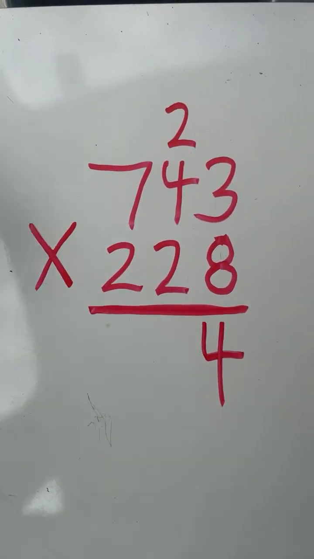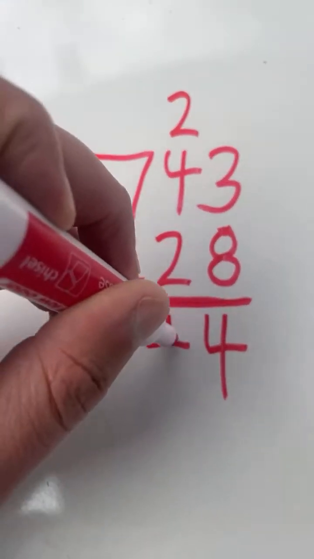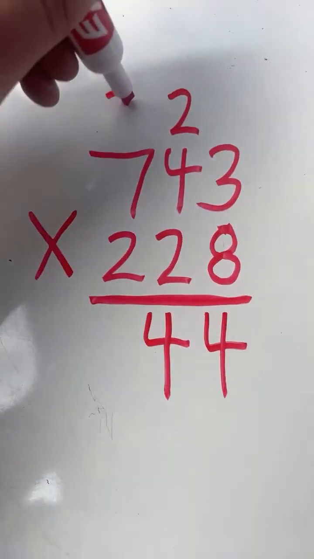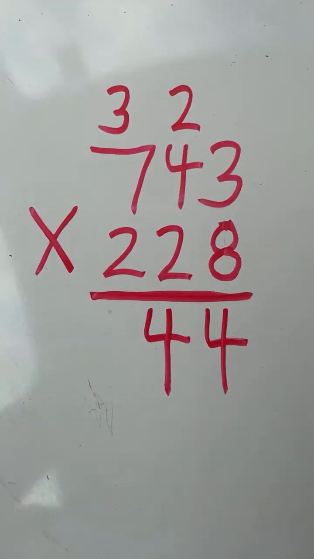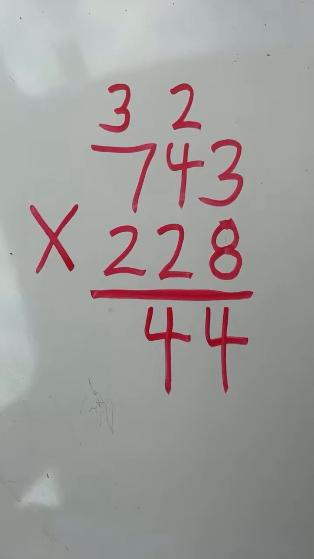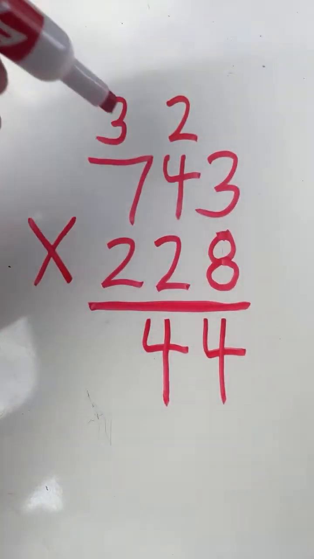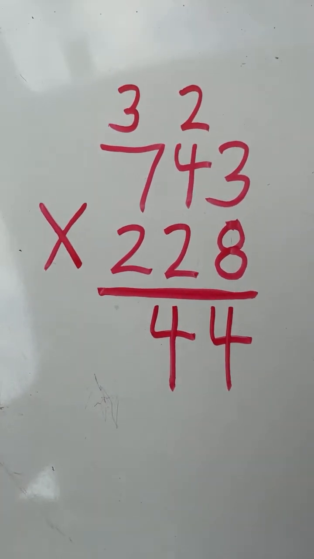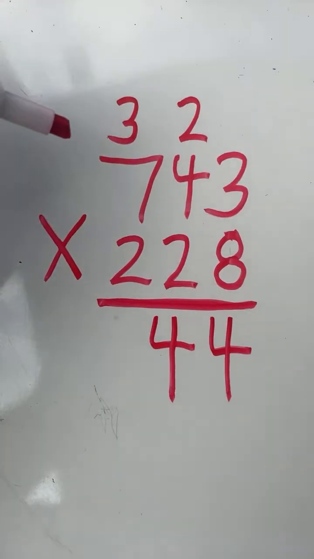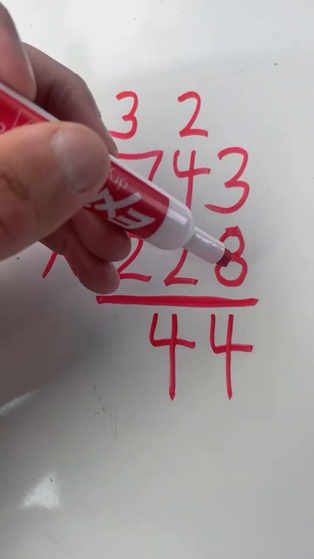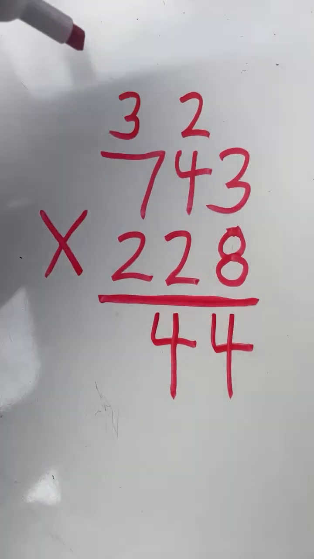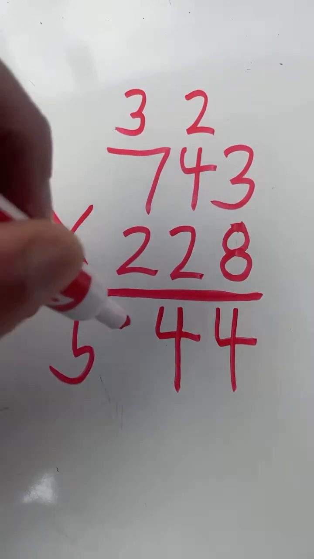So again, we need to regroup. The 4 in 34 goes in the tens place. The 3 in 34 gets carried over to the hundreds place. Next, we multiply 7 times 8, and then we have to add the 3 that we carried over. So multiplying 7 times 8 equals 56. 56 plus 3 equals 59.